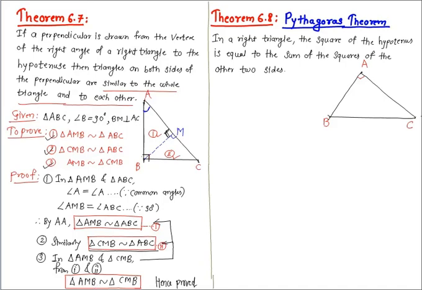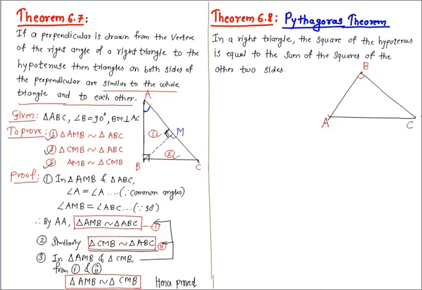Let's start with the statement. The theorem states that in a right triangle, the square of the hypotenuse is equal to the sum of the squares of the other two sides. So let's say we have a triangle ABC, which is a right angle triangle. So angle B is 90 degree here, as shown in the figure. So which is the side opposite to right angle? AC. So AC is the hypotenuse here.